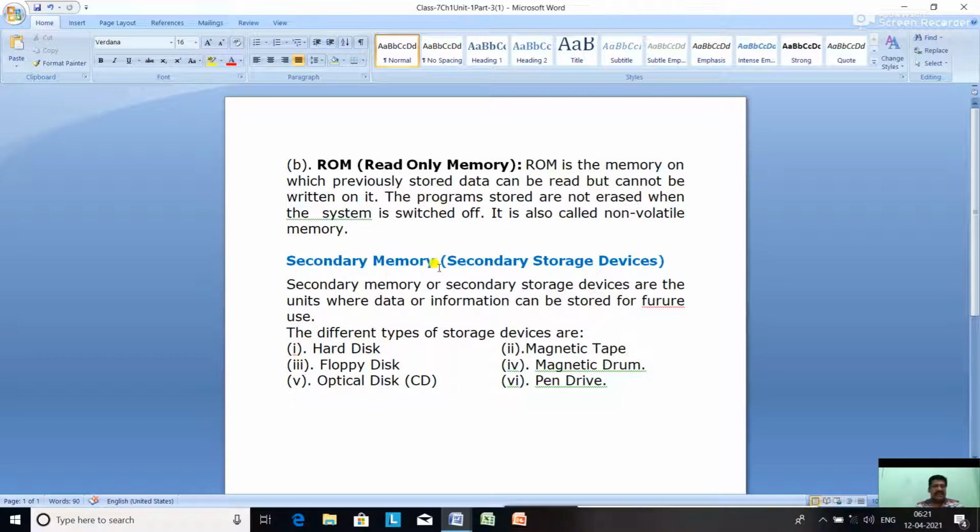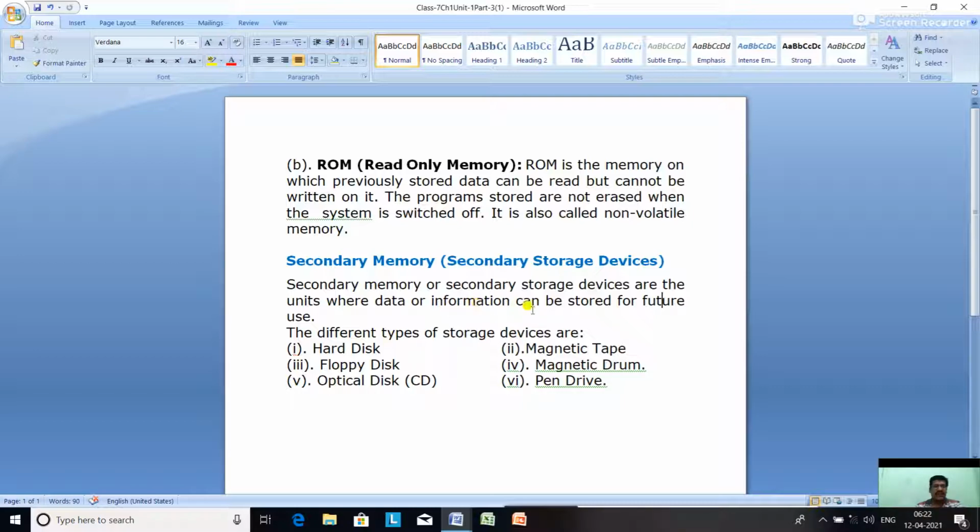The next is, what is the secondary memory or secondary storage devices? The secondary memory or secondary storage devices are the units where data or information can be stored for future use. The secondary storage has a higher storage capacity as compared to the main memory. If you compare it to the main memory, RAM and ROM, it has got higher storage capacity.